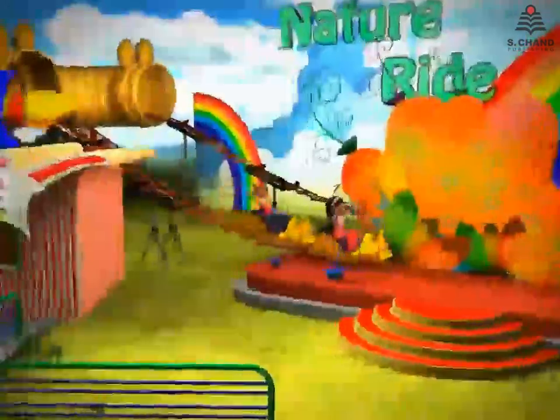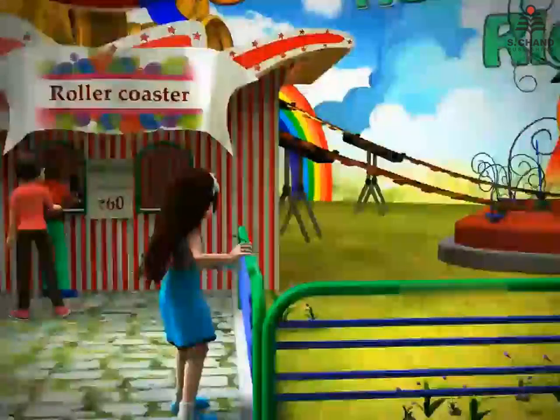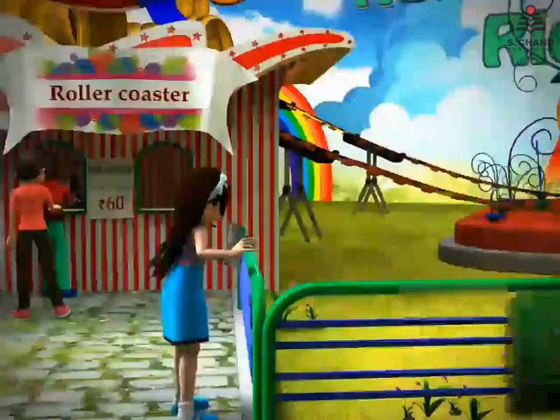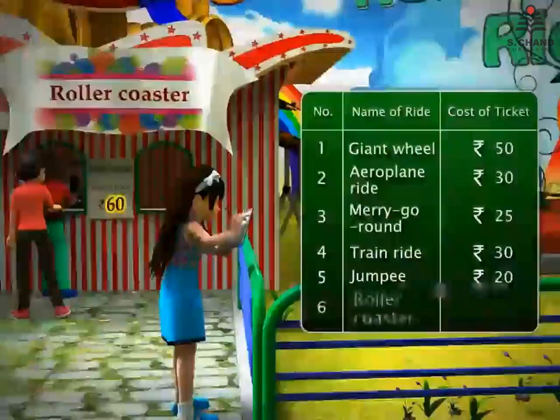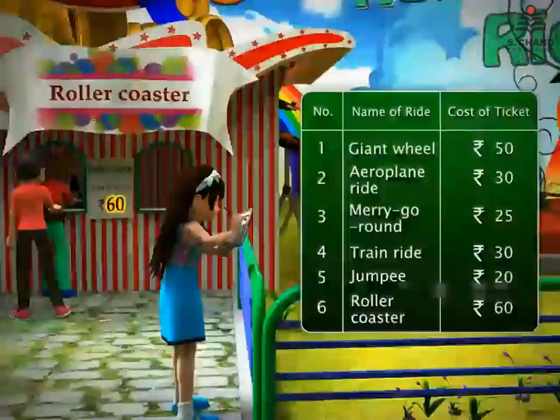Here is the star attraction of the carnival, a roller coaster. A ticket for this ride costs rupees 60. Let's add this information to our table.